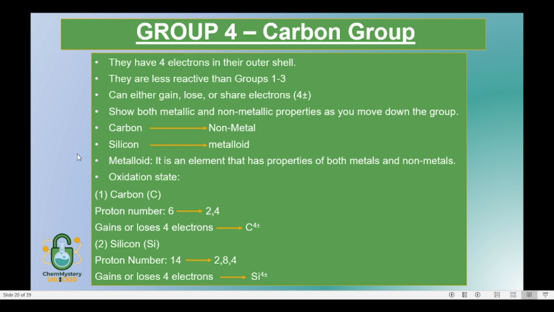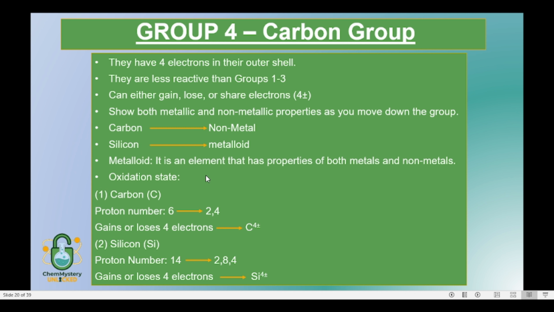For an example, carbon is a non-metal. Silicon, on the other hand, is a metalloid. What is a metalloid? It is an element that has properties of both metals and non-metals.